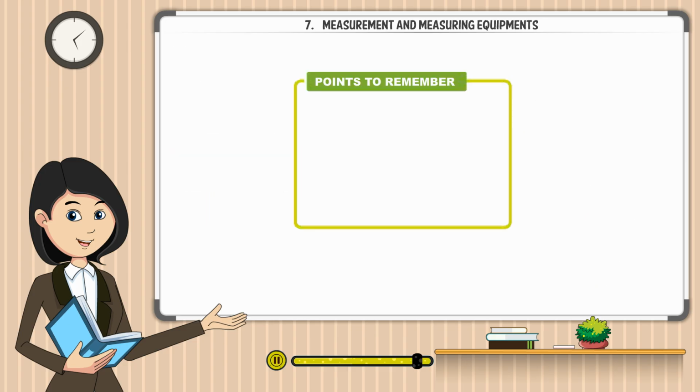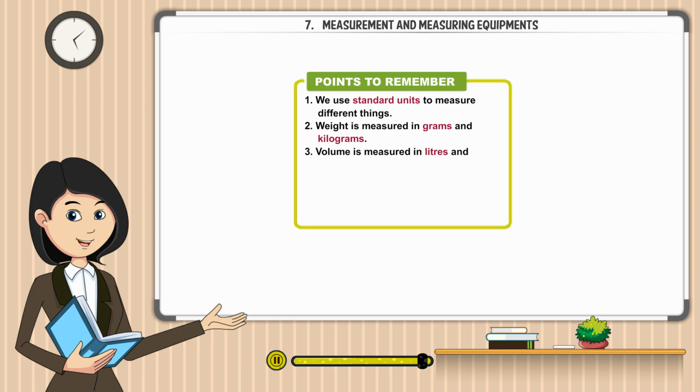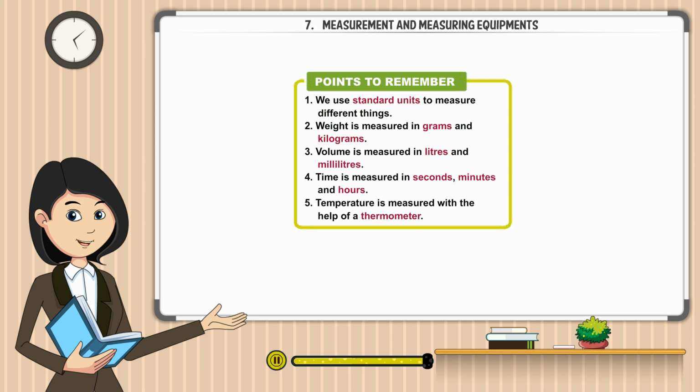Points to remember. We use standard units to measure different things. Weight is measured in grams and kilograms. Volume is measured in liters and milliliters. Time is measured in seconds, minutes, and hours. Temperature is measured with the help of a thermometer.